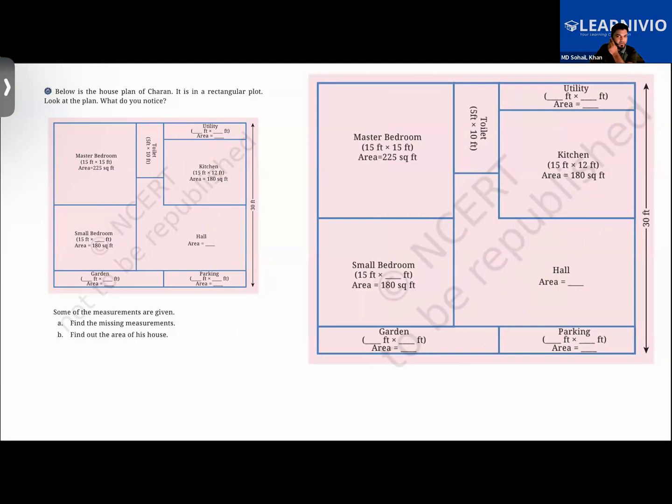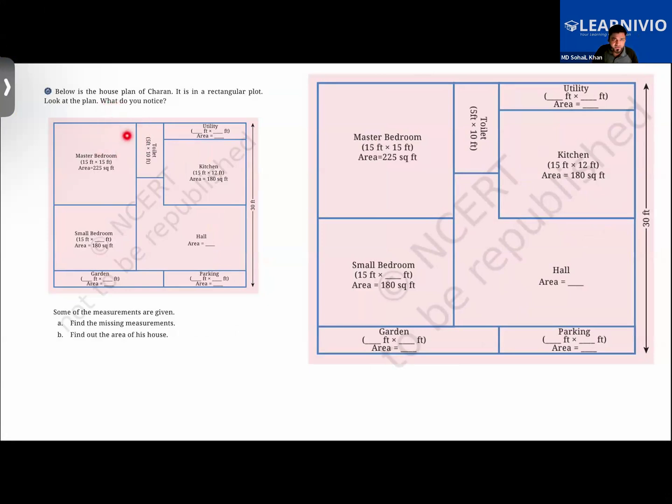All right, so we were doing the chapter perimeter and area, and we are almost about to finish this chapter. There are some questions left to be done from the exercise. In the last class, we had this question that the house plan of Charan is given.